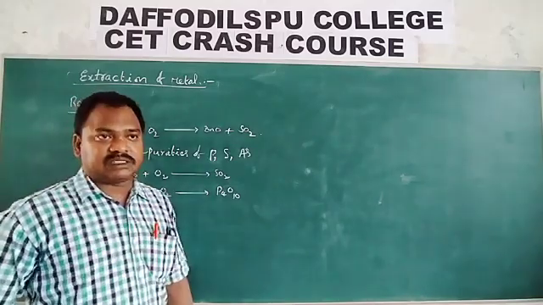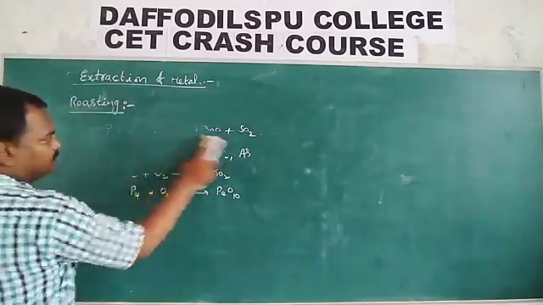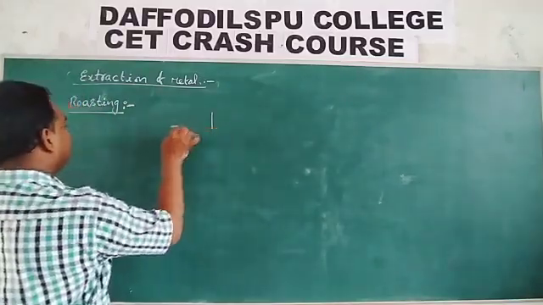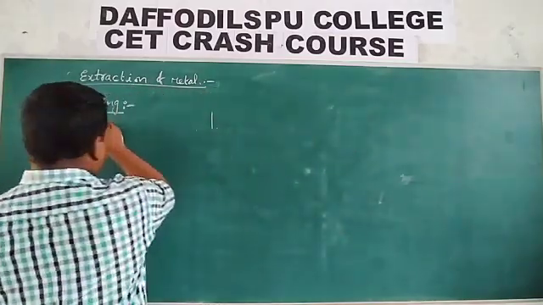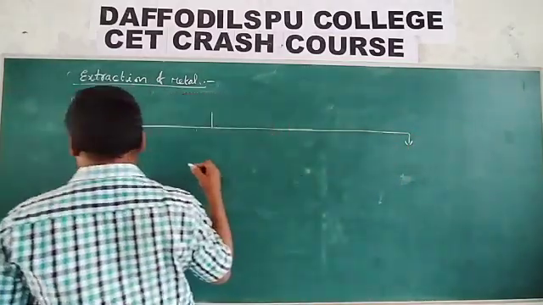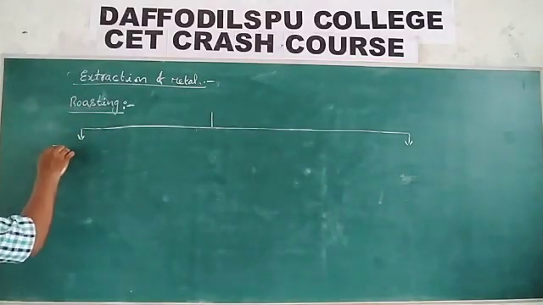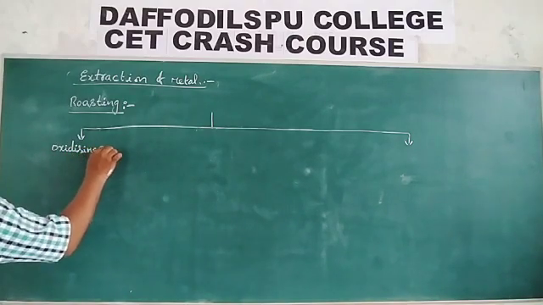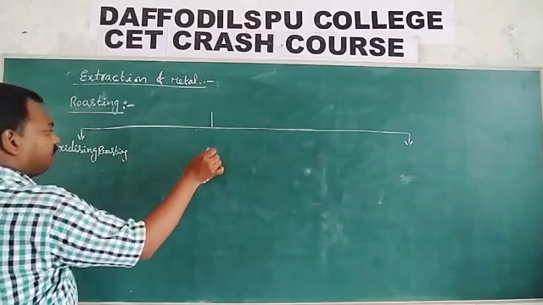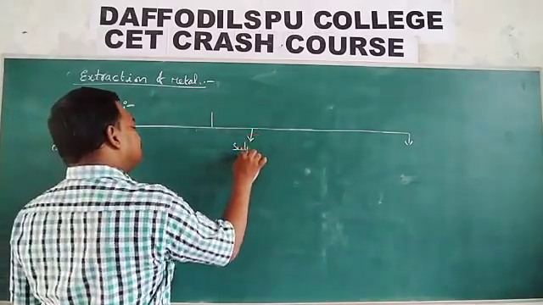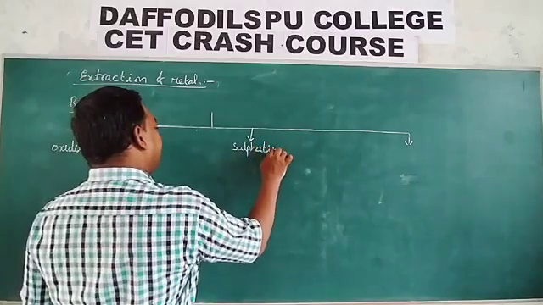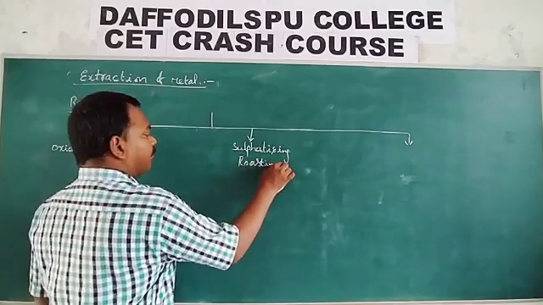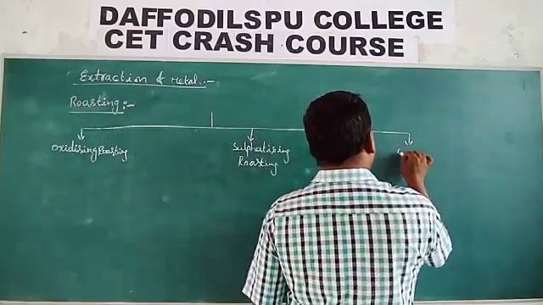Again, this roasting process is of different types. Roasting is the process in which ore is heated in presence of air. This roasting is of different types. One is oxidizing roasting. Second one is sulfatizing roasting. Third one is chloridizing roasting.